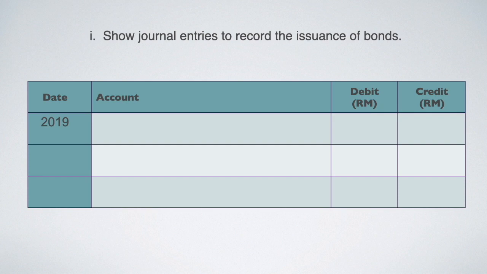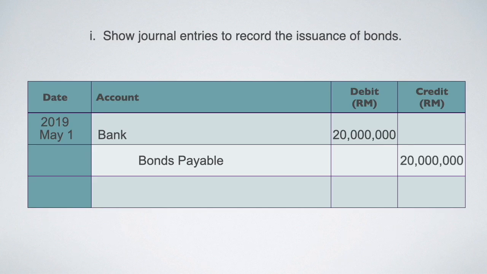The first one, we will record the journal entries for the issuance of the bonds. Generally it's simple. You record the money you receive, in this case 20 million altogether. You debit bank, and then you credit bonds payable as the liability. You start owing 20 million. So you make the journal and write the narration.